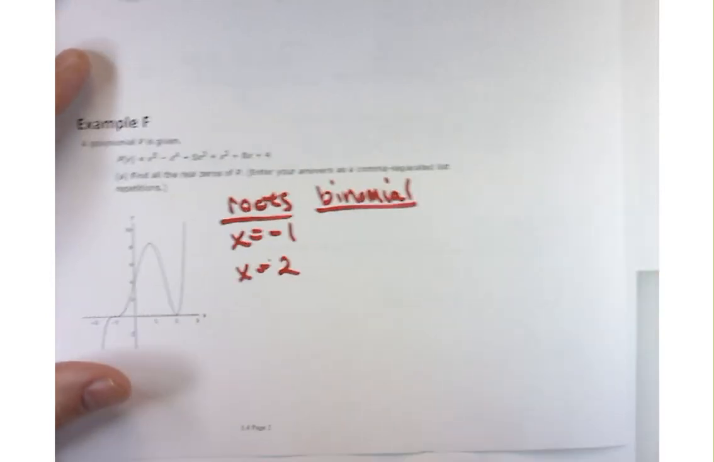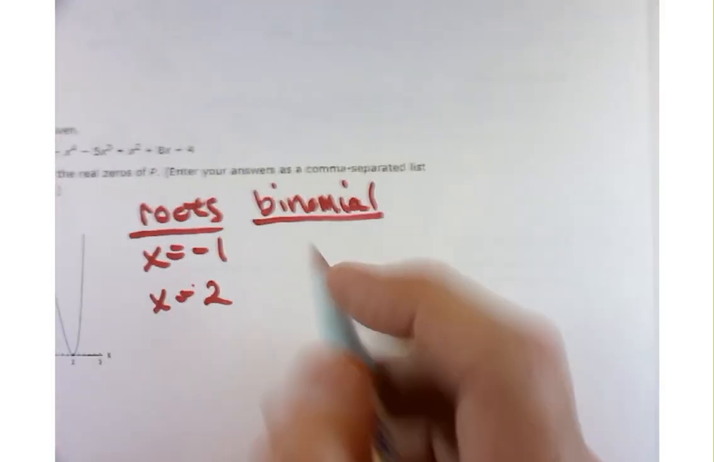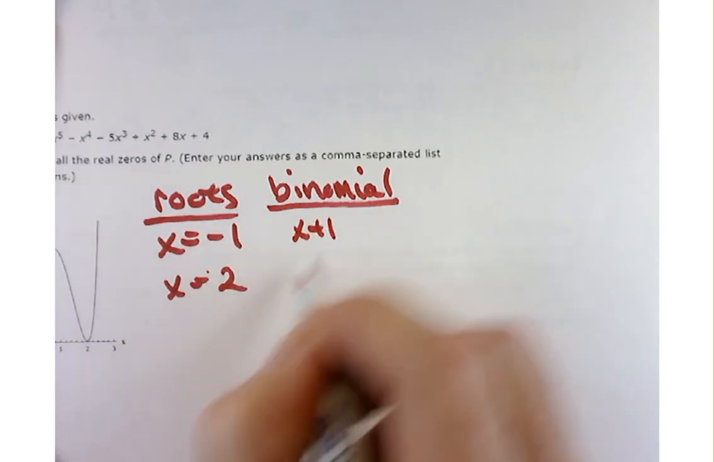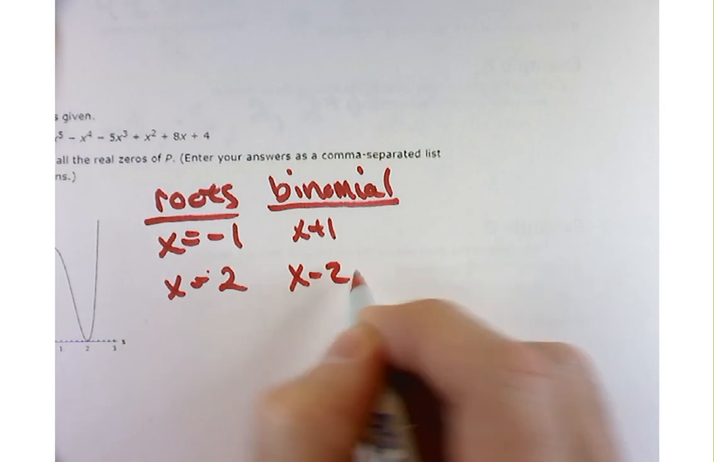Julian, what are the binomials that correspond to these roots? X plus 1, x plus 1 and x minus 2. Perfect.